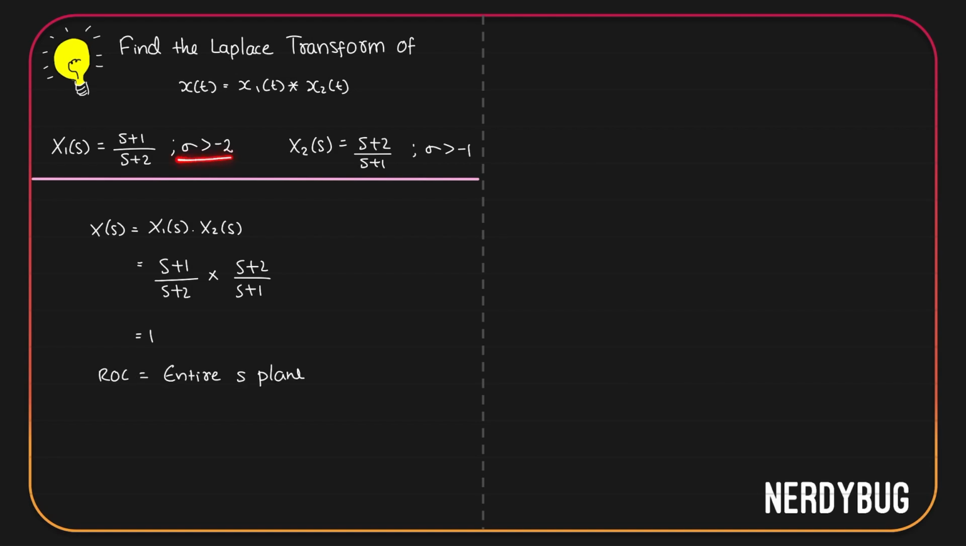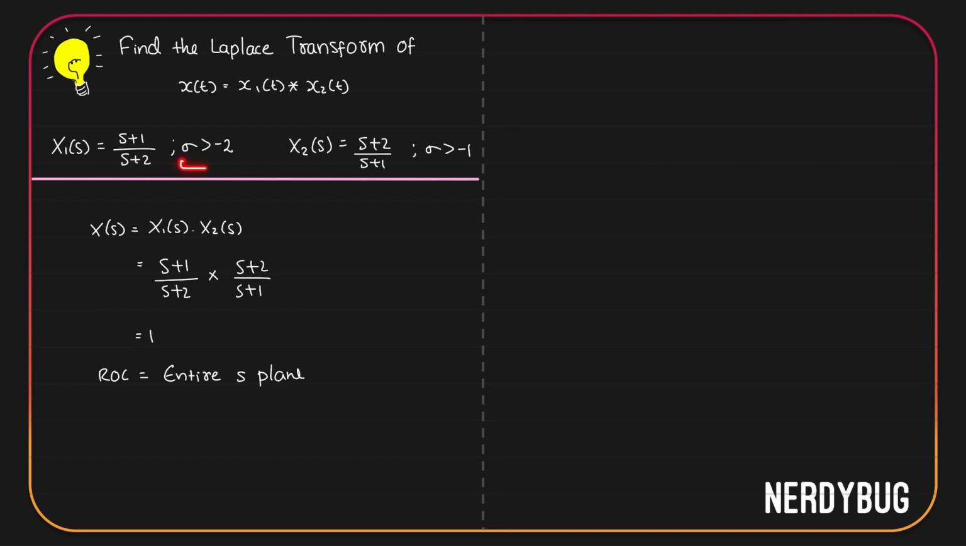ROC of the first function was sigma greater than minus 2. ROC of the second one was sigma greater than minus 1. But ROC of the convolution of the two signals is the entire S-plane. The reason is the first one had a pole at minus 2. Second one had a pole at minus 1. But when we took the product, s plus 2 got cancelled. That is, the pole at minus 2 got cancelled. S plus 1 also got cancelled. That is, the pole at minus 1 also got cancelled. So there are no poles anymore. So the entire S-plane is the ROC.